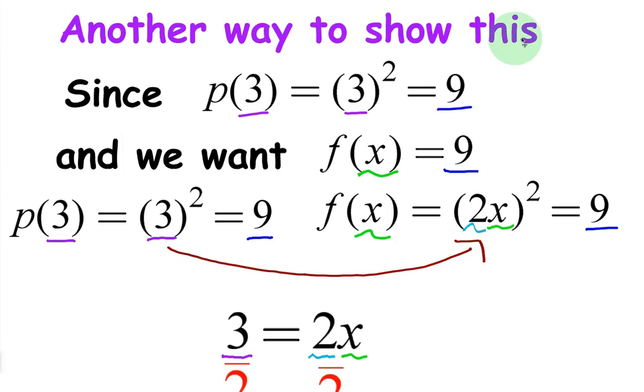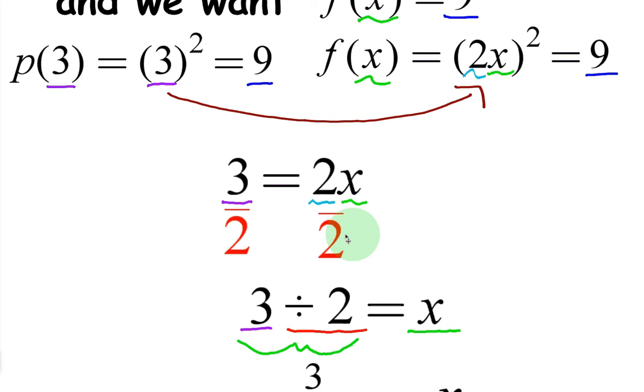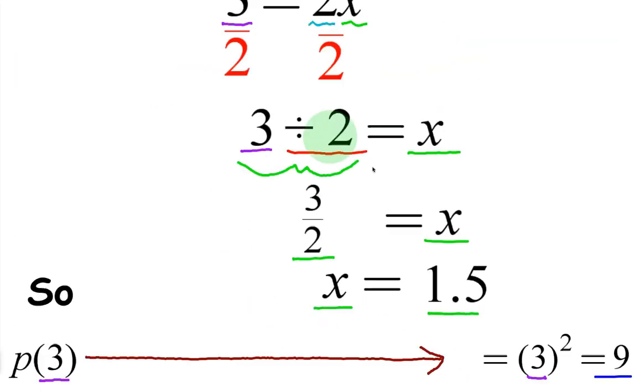Another way to show this is actually an algebra problem. We want the same input for f of x as we did for p of x. That will guarantee that we get 9 back. So set 3 equal to 2x. And by dividing by 2, we can see the horizontal shrink visually. To get this x value that we want for f of x, we divide by 2. Dividing by 2 is the horizontal shrink. So take whatever the x value was for the parent function and divide by 2 to get the new x value that we want, 1.5.